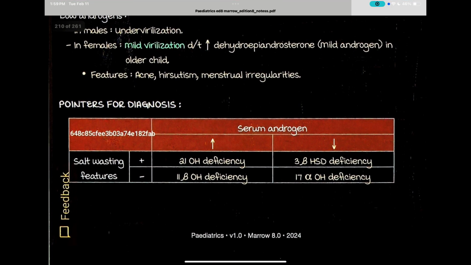In females, there is mild virilization due to increased dehydroepiandrosterone, with mild androgen effects in an older child. Features: acne, hirsutism, menstrual irregularities.